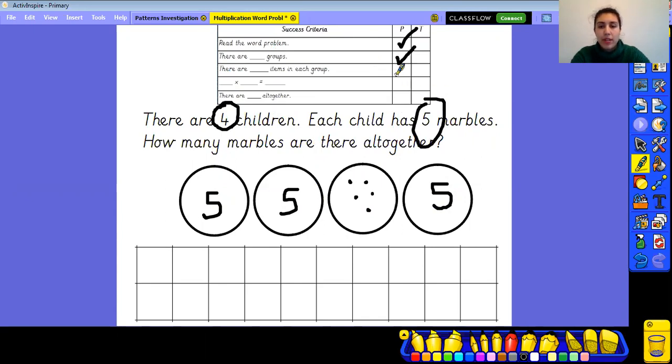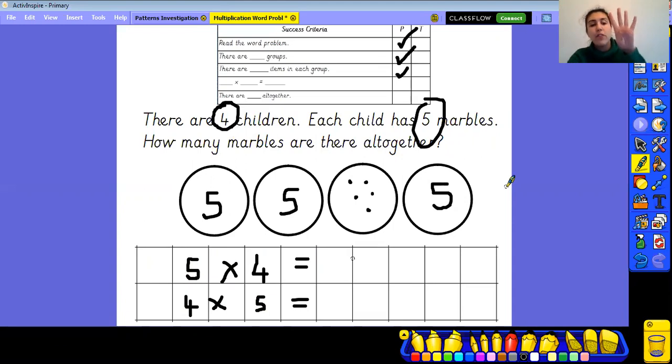So now I've worked out how many is inside each group. I need to represent that as an equation by saying 5 4 times, or 4 groups of 5. They will both get the same answer. Either way, I've got 4 groups and I'm counting 5, 10, 15, 20. So there are 20 marbles all together.